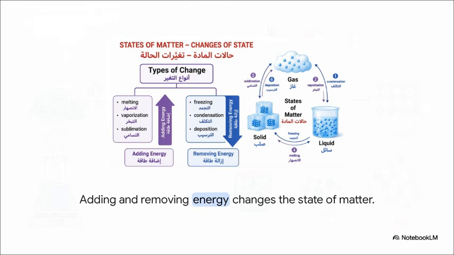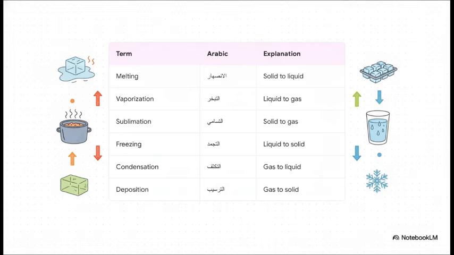Now look at the big blue arrow pointing down on the right. That's removing energy, izalat tashika. When we take energy away, we see freezing, condensation, and deposition. Over on the right side, you can actually see the cycle in action, moving from a solid block of ice to a liquid beaker of water, up into a gaseous cloud, and then right back around. Now, to make sure nothing gets lost in translation on your exam, let's briefly walk through this bilingual vocabulary table. Understanding these foundational terms is absolutely the key to unlocking the harder test questions later on.